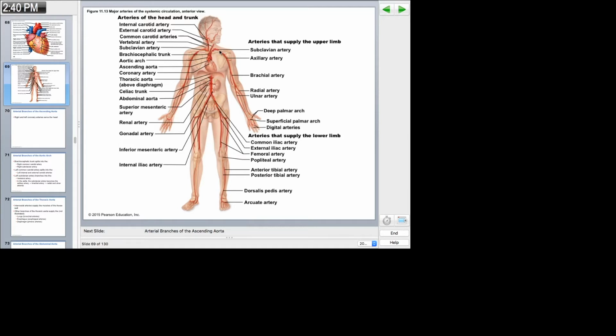I'm highlighting the blood vessels I want you to know. So I want you to know that the subclavian artery then turns into the axillary artery, which turns into the brachial artery. The brachial artery then splits into the radial and the ulnar artery. Those are the blood vessels I want you to know for the upper limb. It's the same on both sides. Okay?